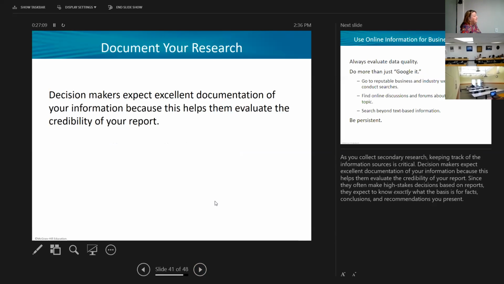Wherever you get your information, you need to document it, okay? The documentation that you include helps those who are reading your report to determine its credibility. So always be good about providing your works cited or your bibliography with your reports.